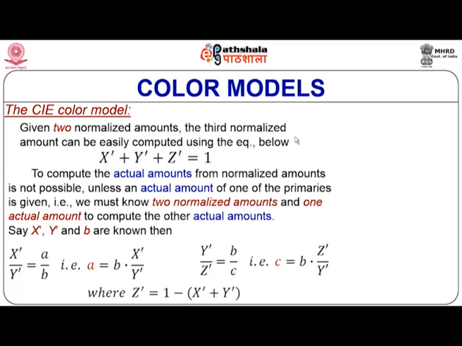Okay. So what we generally do is take two normalized amounts and one actual amount, so that we can compute the other two actual amounts. For example, if you take x dash and y dash, you can take one actual amount, say B, along with that. So as mentioned there, if x dash, y dash and B are known, then you can easily compute A and C, as shown there.